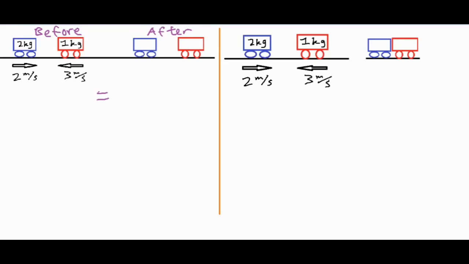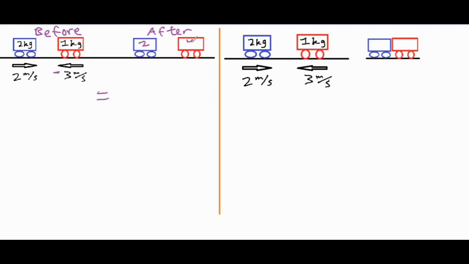Now we have a scenario where we have a 2 kilogram cart going at 2 meters per second, a 1 kilogram cart moving towards it at 3. So one of the key things is to recognize that this is negative. Generally speaking, I would just say everything to the left of the screen is negative and everything to the right is positive.